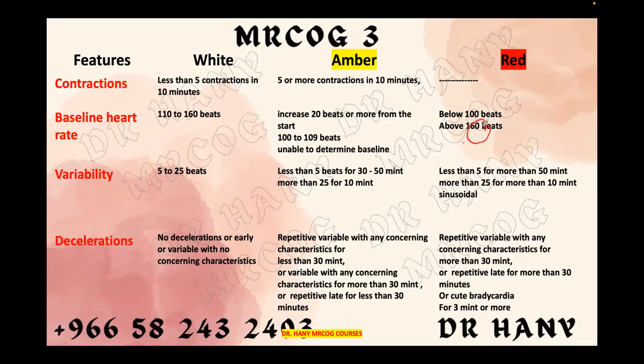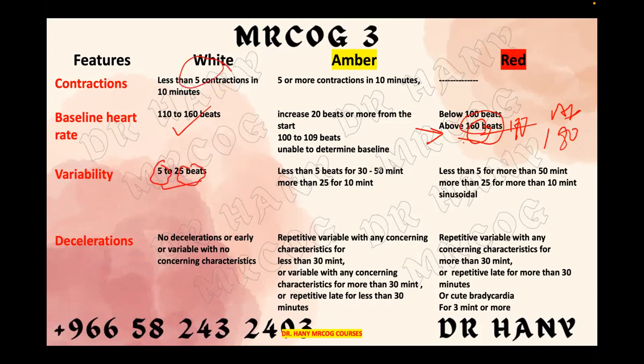There is a change here. This was until 180 non-reassuring, and above 180 it was an abnormal feature. So there is a change here. Take care. Above 160 it will be red; 160 itself is white. The variability between 5 and 25 is normal, so you are in the white zone.